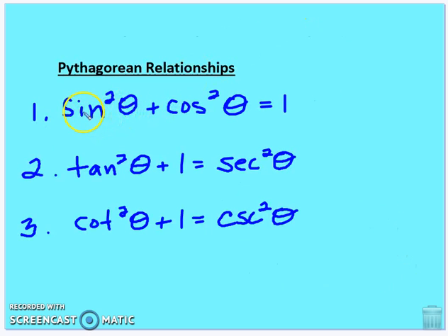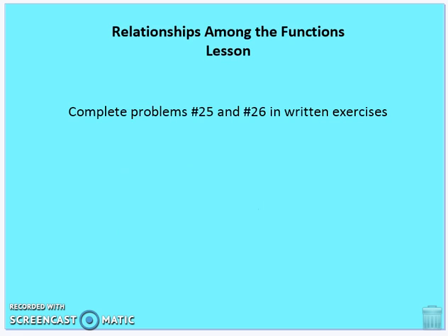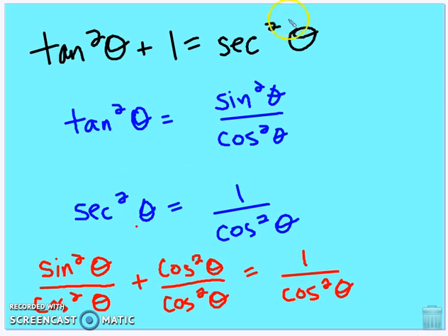All right, so I can take this first Pythagorean relationship and also write the next two, and that's going to be your assignment for now: use the first Pythagorean relationship, sine squared theta plus cosine squared theta is equal to 1, and rewrite it as tangent squared theta plus 1 is equal to secant squared theta, and cotangent squared theta plus 1 is equal to cosecant squared theta. All right, so I'm going to show you how to do that.